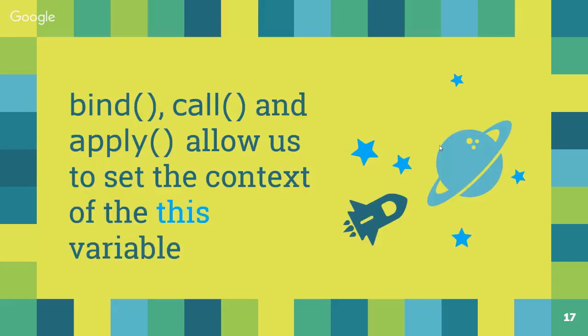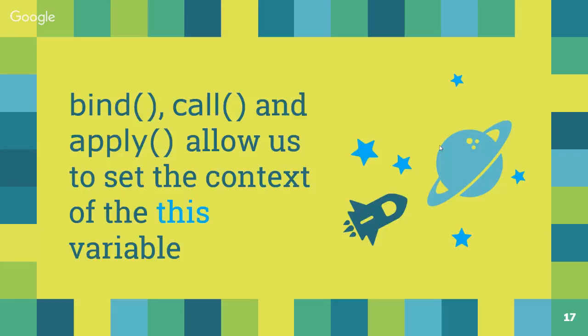Remember that we said that the this variable gets its value only when a function is called, and it's completely automatic. Or rather, it's not actually automatic, but the process of what defines the value of the this variable is hidden from us, and we don't have any control over it. But using these three methods allows us to set what the this variable is equal to, or what its value is. This gives us huge control.